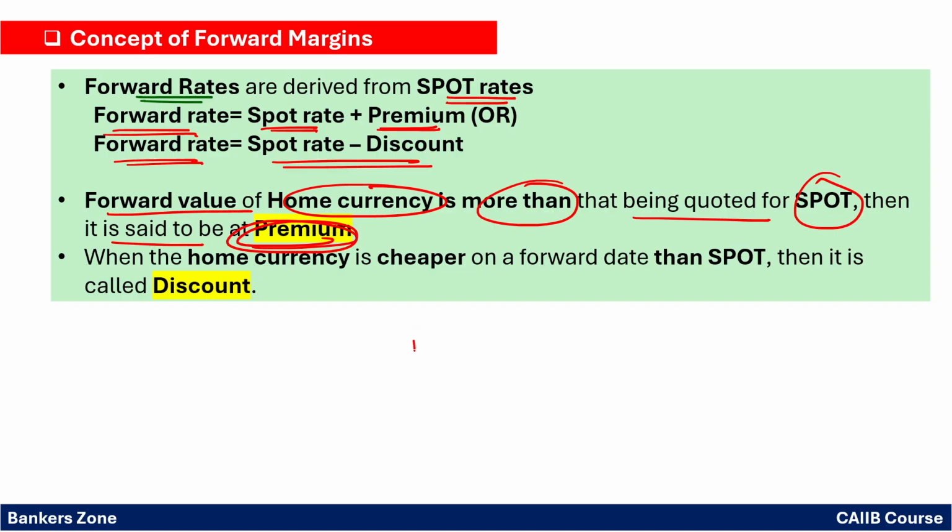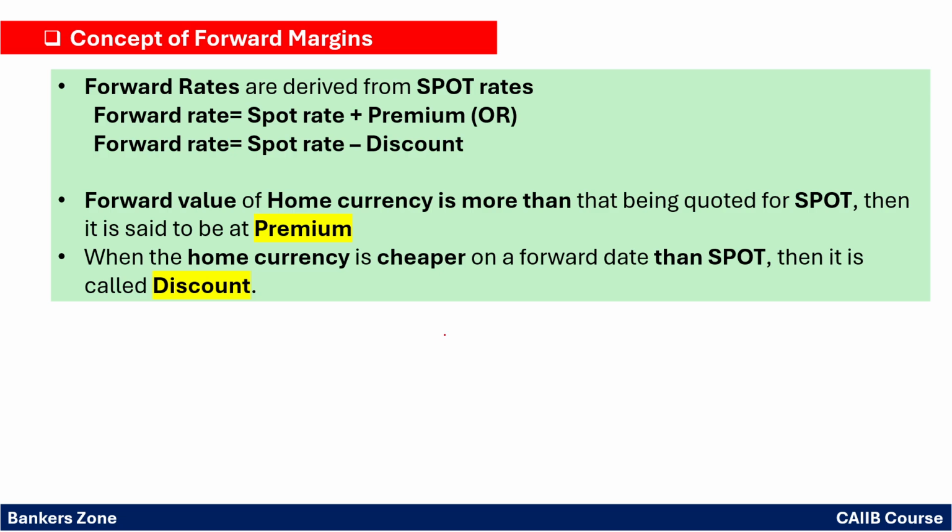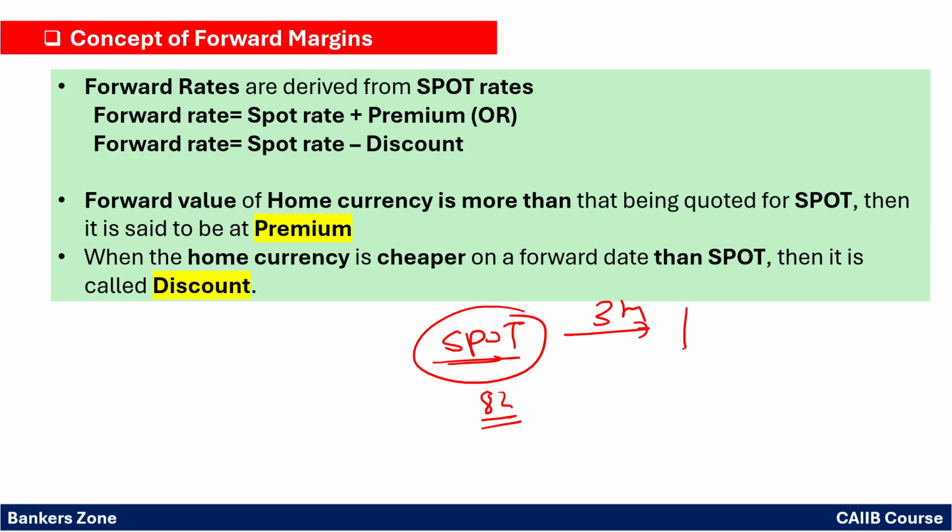Means what? See, if a forward value of a home currency is more than the spot quoted, it is called the premium. For example, on a spot basis, means what? Day after tomorrow, the second working day after tomorrow, the dollar is available at 82 rupees. And after 3 months, it is available, say, at 90 rupees. So what is the premium? Premium is say 8 rupees per dollar. So forward value is nothing but when the home currency is more than being quoted for the spot.